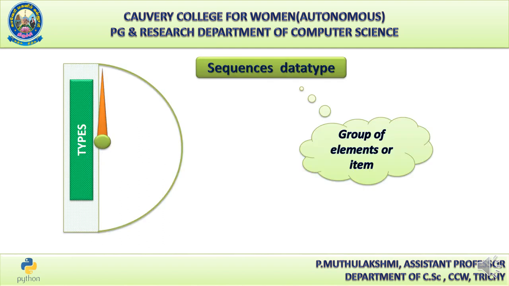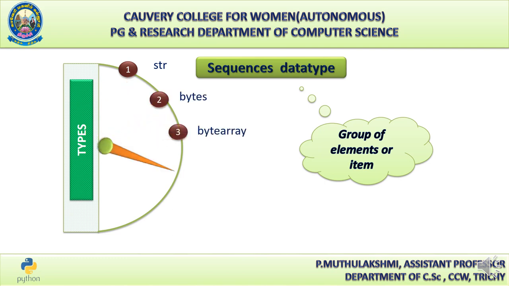Sequence data type. What is meant by sequence? Sequence is nothing but a group of elements or items. For example, you can take a group of integer numbers or group of real numbers which will form a sequence. There are 6 different types of sequences in Python. They are str, that is a string, bytes, byte array, list, tuples, and range.